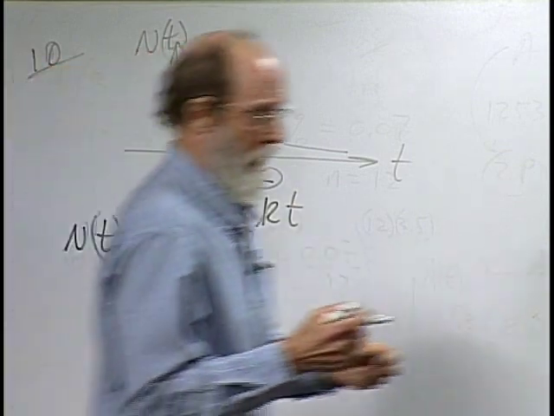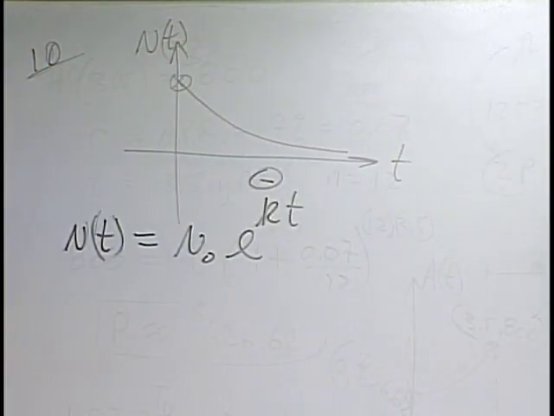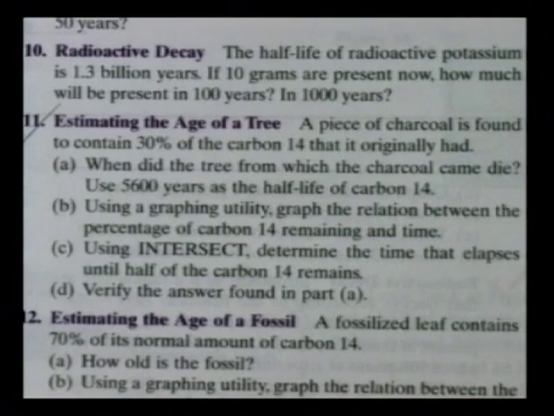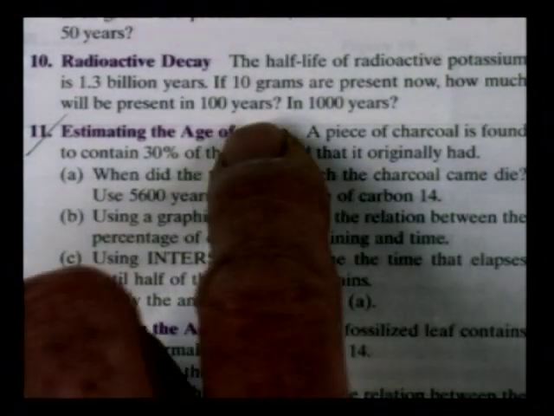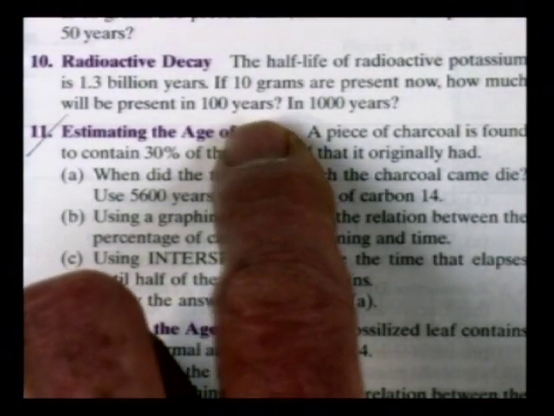The problem says that we're dealing with radioactive potassium with a half-life of 1.3 billion years. 10 grams of it are present now. How much will be present in 100 years? In 1,000 years?